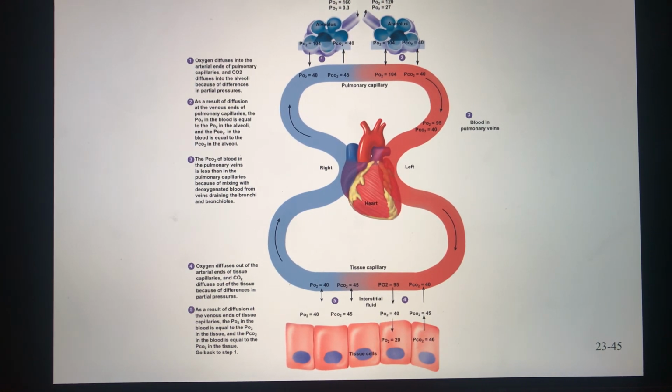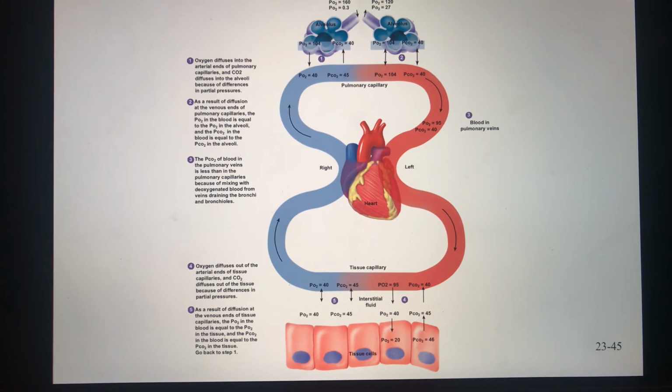Again, the greater the difference in the partial pressure of a gas, the more gas exchange there will be. Now, if you look at carbon dioxide, take a look. There's not much of a difference here in the lungs: 45 partial pressure in the pulmonary capillaries, 40 inside the alveolar cells.